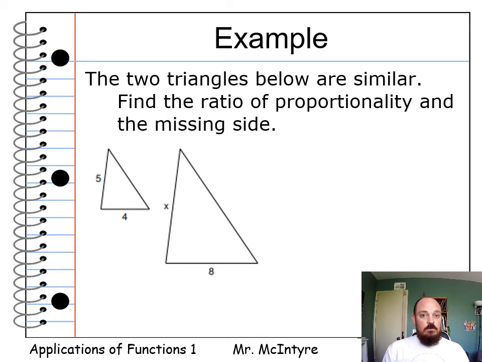But before I can solve for that, I need to use the ratio of proportionality. And to find the ratio of proportionality, I'm going to use the two sides that are matched up. So the two sides that match up in my triangles, the big one is 8, the small one is 4. So I'm going to do 8 divided by 4, which is 2. And that is my ratio of proportionality.